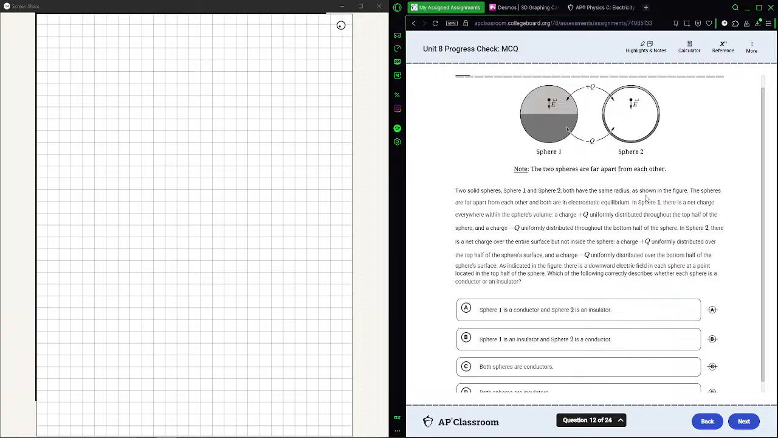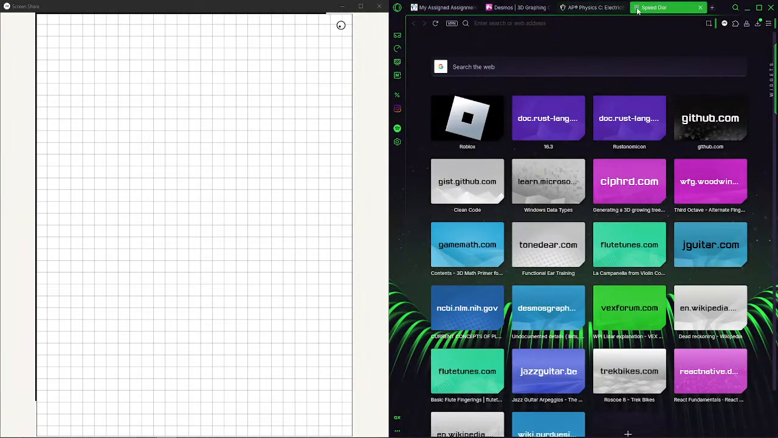He might recognize that. Like if I take what you're learning and apply it to, what are you learning? Oh, you did triple integral. We could actually apply it to this if these were 3D situations. Okay, what does that symbol mean? Two solid spheres, both have the same radius as shown. The spheres are far apart, both in electrostatic equilibrium. I always forget the definition.